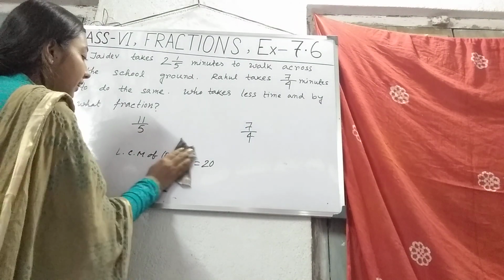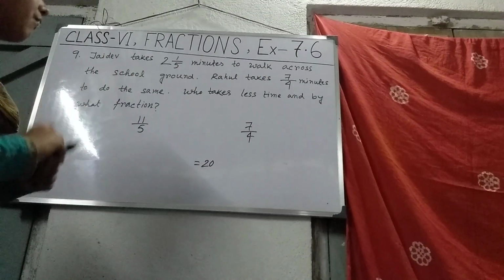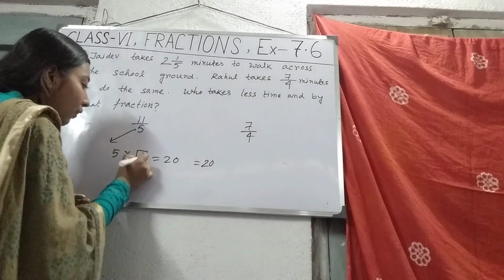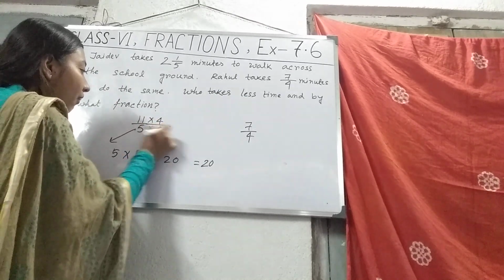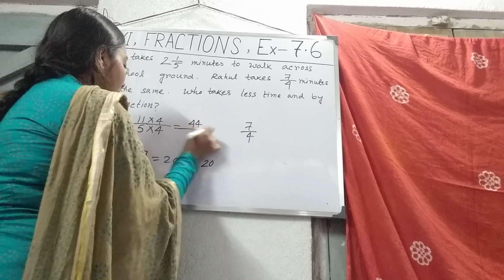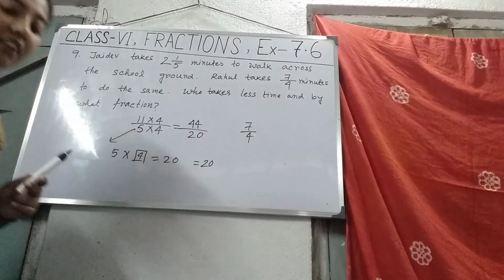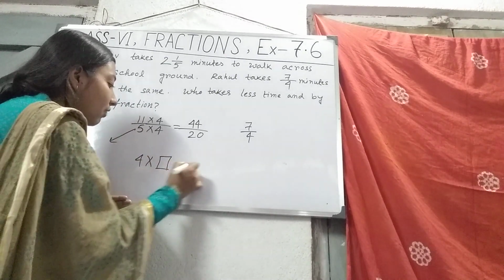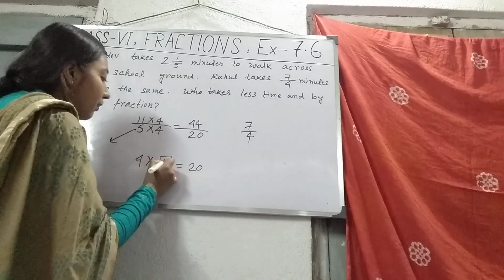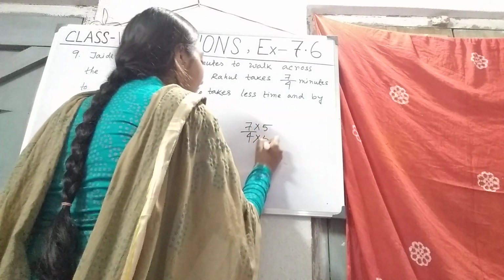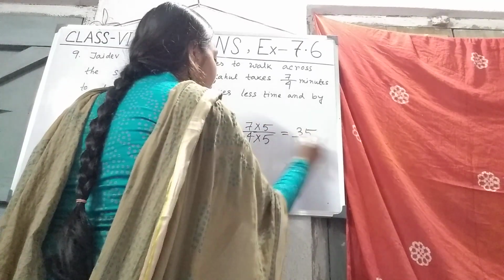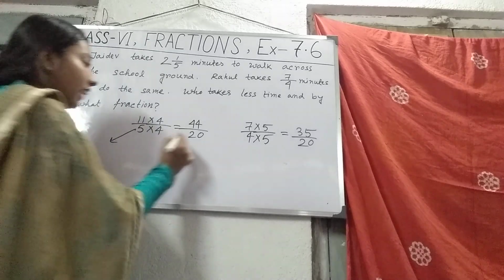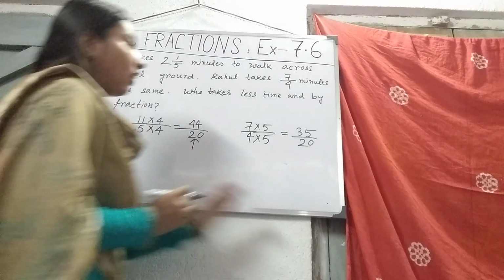That means we have to make both the denominators 20. So which number should we take so as to get 20 for the first fraction? 4. So in both numerator and denominator we have to multiply by 4. So 4 11s are 44 and 4 5s are 20. Similarly for the second fraction, here in denominator it is 4. So which number should we take so as to get 20? This will be 5. So in both numerator and denominator we multiply by 5. 5 sevens are 35, 5 fours are 20. So here you can see that both the denominators are same. The first one is 44 upon 20 and the second one is 35 upon 20.